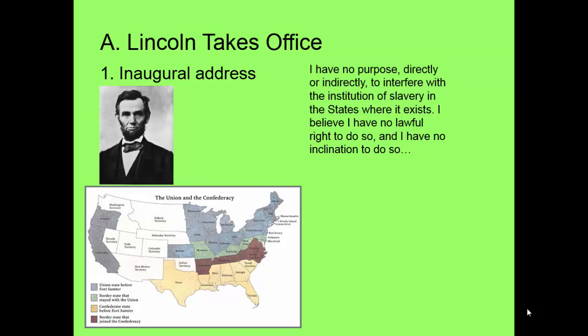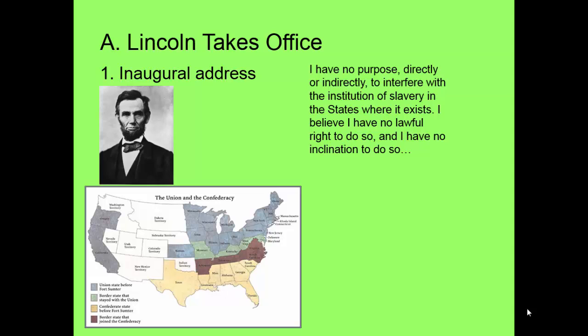So this is Lincoln's Free Soil ideology, right? He says that I don't like slavery, but I'm not going to stop slavery where it exists. He says it clear as day here. "I believe I have no lawful right to do so, and I have no inclination to do so." Lincoln is trying to reassure the border and upper southern states, don't secede. I'm not going to get rid of slavery, so calm down.